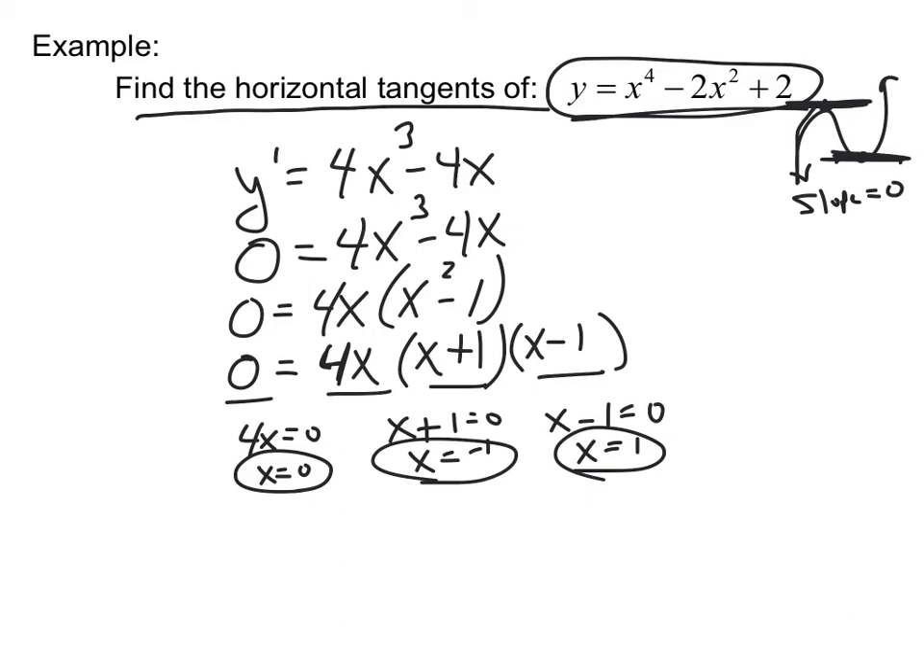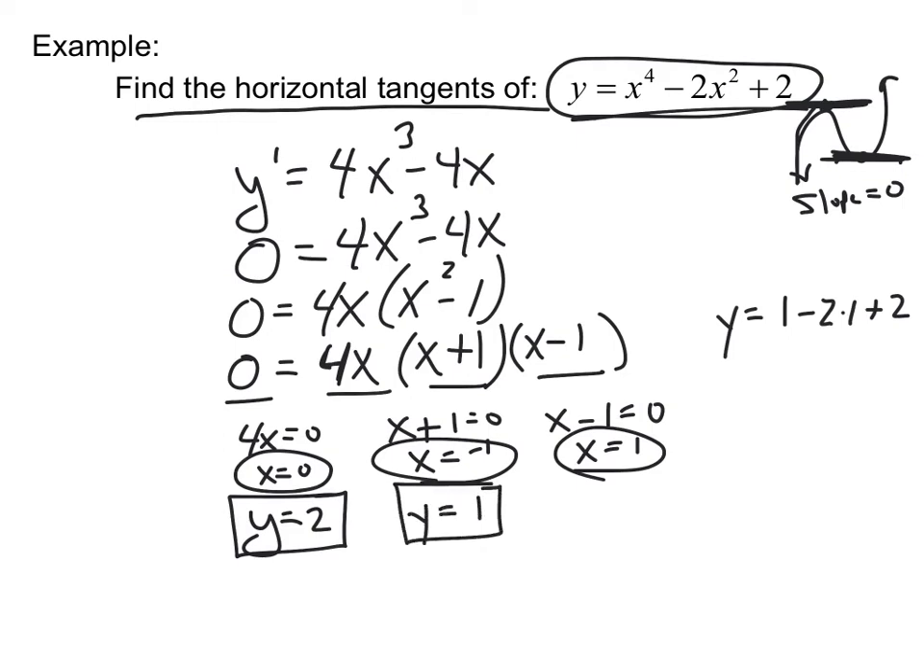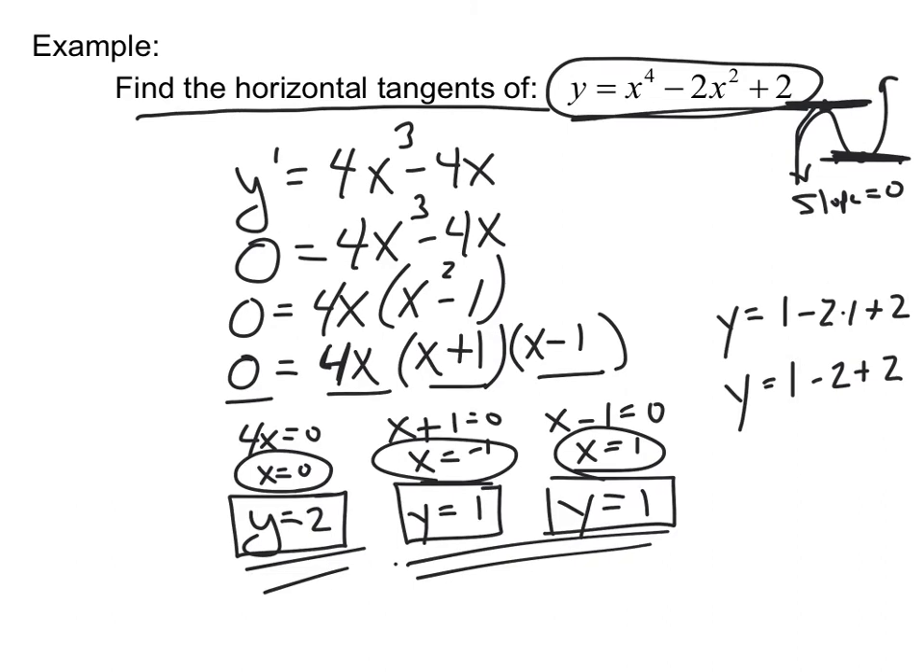So when x equals 0, what does y equal in the original equation? Well, that one's easy. That's y equals 2. When x equals negative 1 in the original equation, what does y equal? I'll do this over to the side. So negative 1 to the fourth minus 2 times negative 1 squared plus 2. So it looks like I get y equals 1. And if I do x equals 1, that's going to be 1 minus 2 plus 2. Looks like it's also y equals 1. So I got two distinct ones. y equals 2 and y equals 1 are my horizontal tangents, but it's happening at 3 different values.